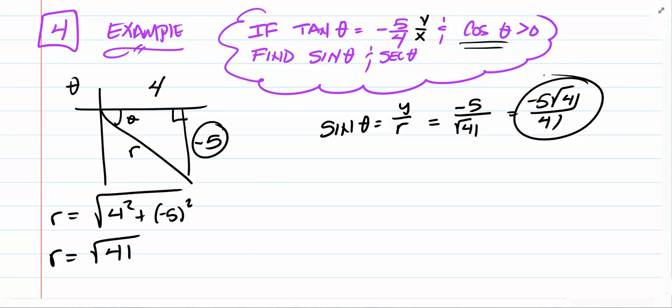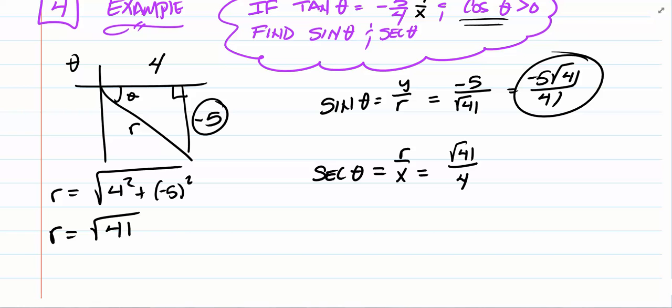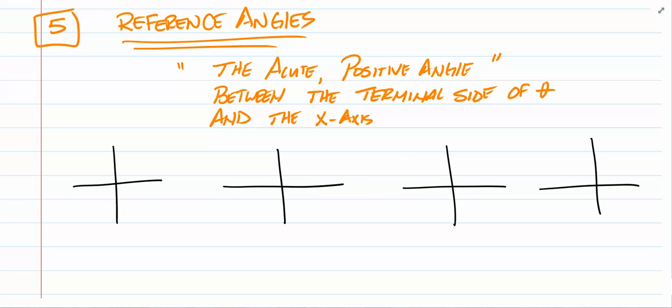Everybody good? Did you guys come up with secant theta is root 41 over 4? Yes, awesome, very good. Okay. So here's the idea behind a reference angle.